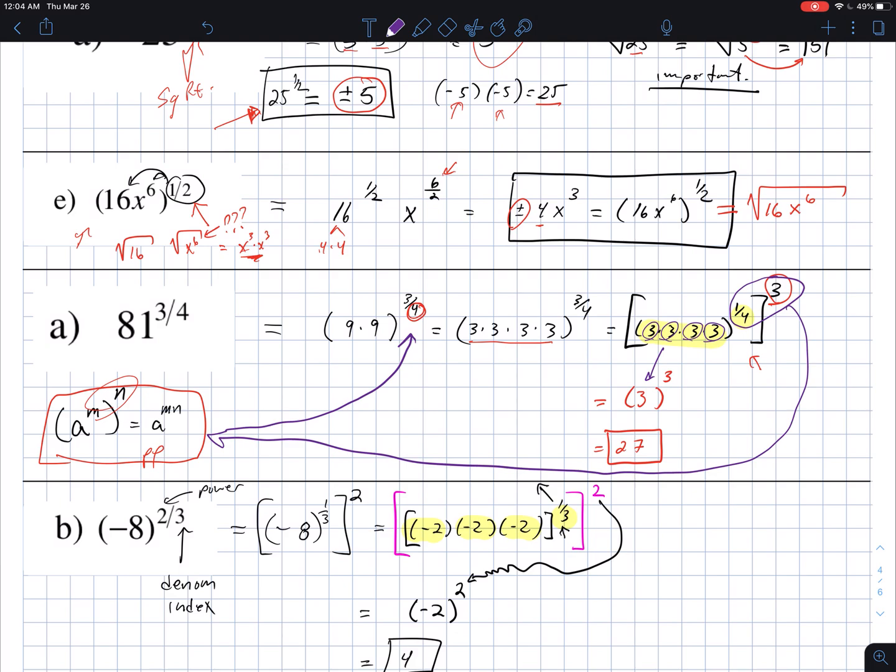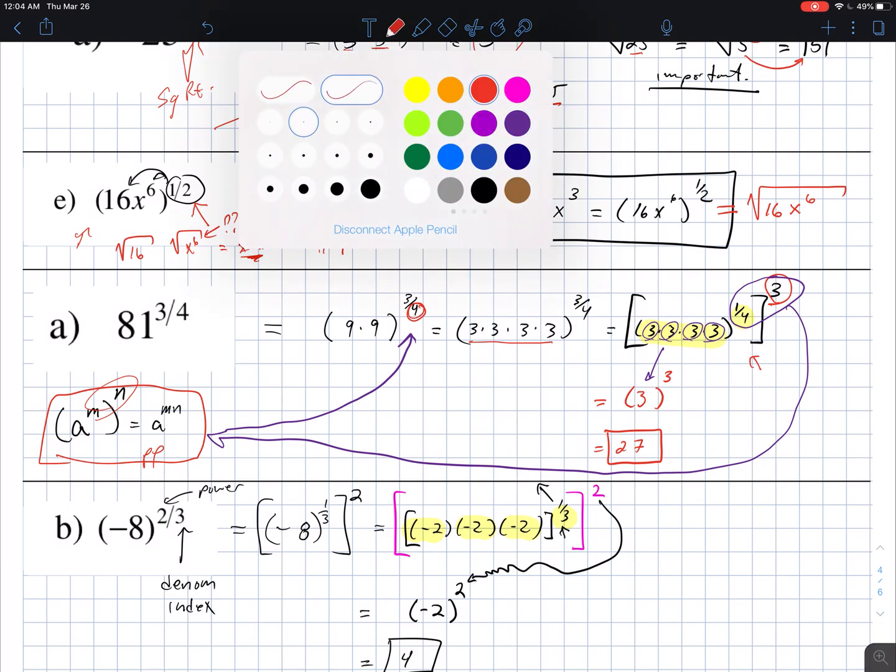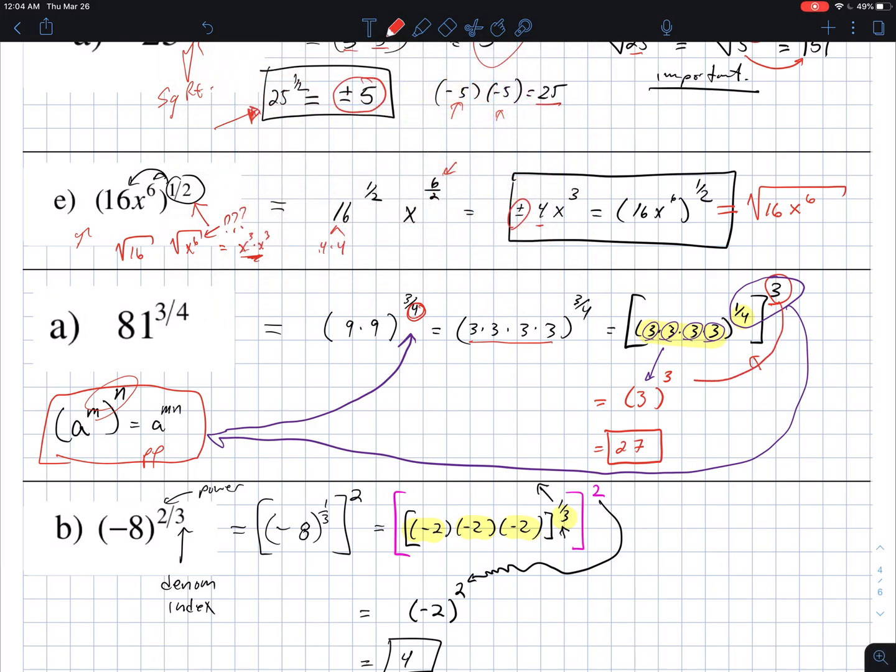But do not forget about the cube that we're doing here. We're raising it to the 3rd power. We're doing it in the 3rd dimension. So 3 cubed is 27, and that ends that problem.